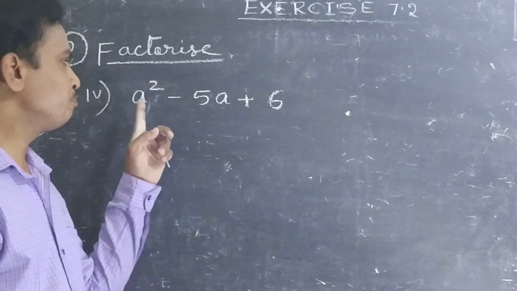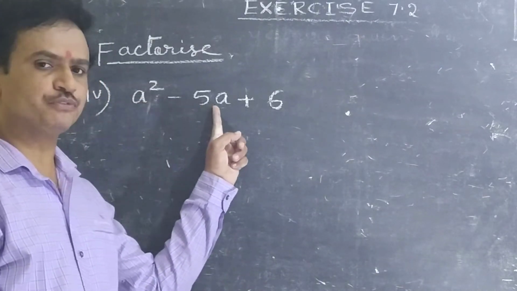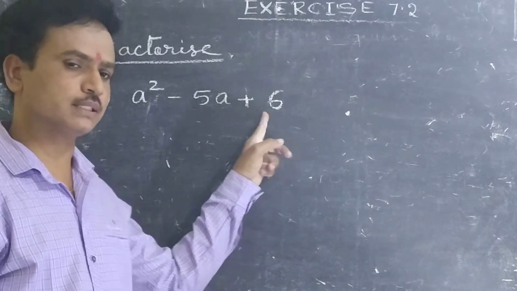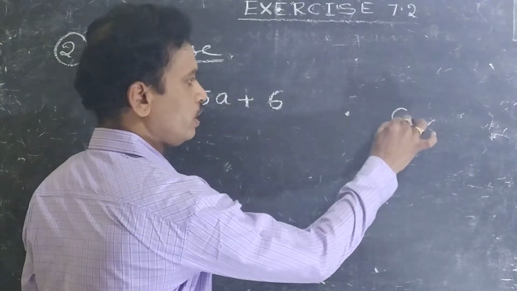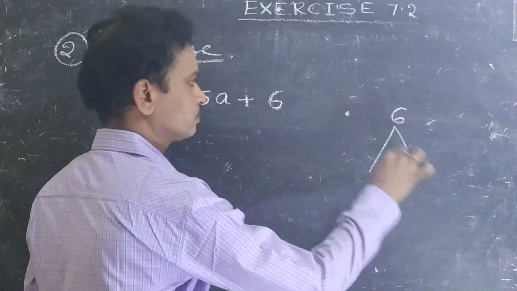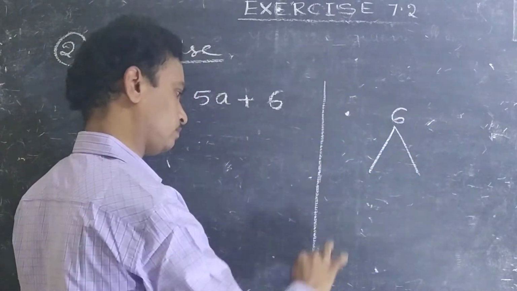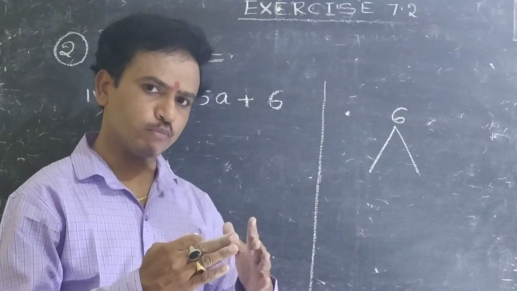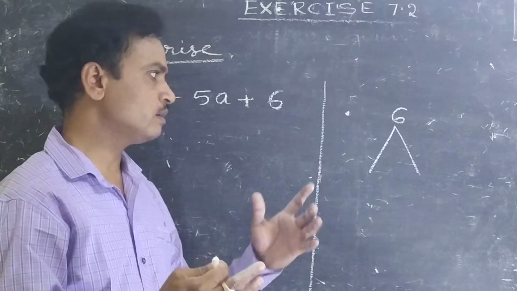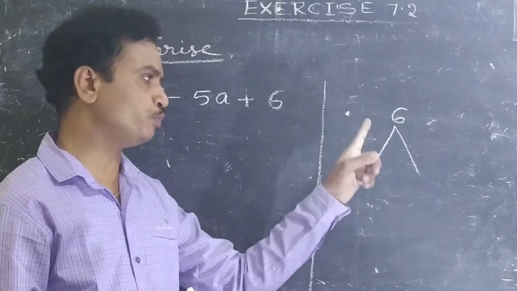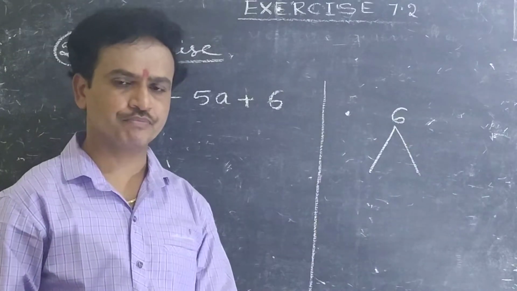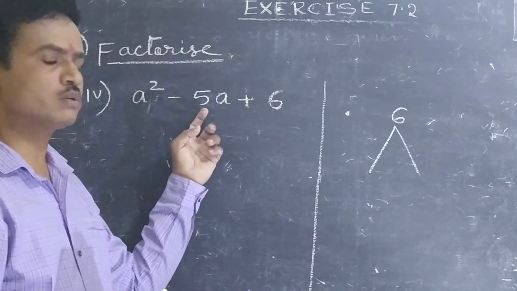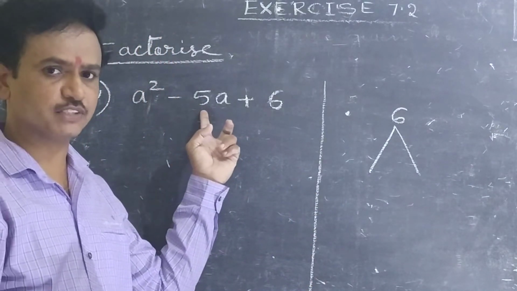Question number 4. a² minus 5a plus 6. What is the last term here? 6. We should copy 6 at the end of the column. Now, here we should take two numbers such that the product of the two numbers should be equal to 6. Then the sum of the two numbers should be equal to the second term, minus 5.